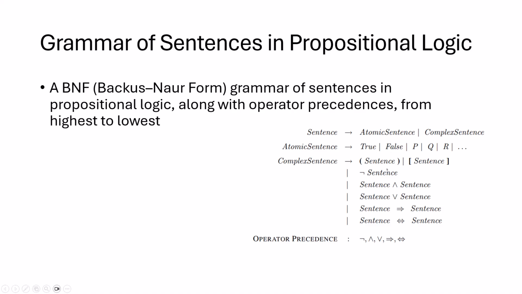Complex sentences are sentences combined with different operators. Negation of a sentence is the unary operator. The others are all binary operators: sentence and sentence, sentence or sentence, sentence implies sentence, and sentence biconditional sentence. The operator precedences are not, and, or, implies, and so on. This is the important thing: we need to remember that operator precedence is very important. That means not A and B is not the same as not outside and then within the parentheses A and B.